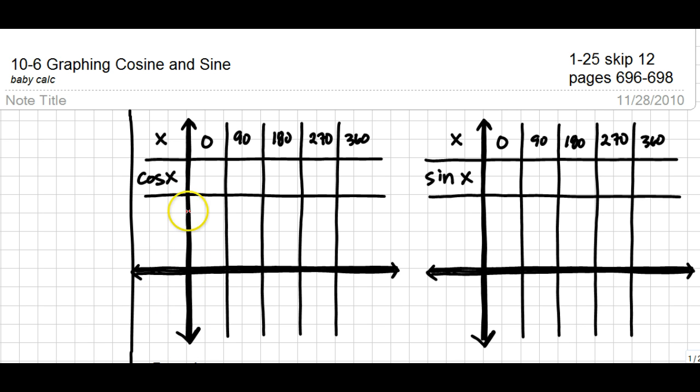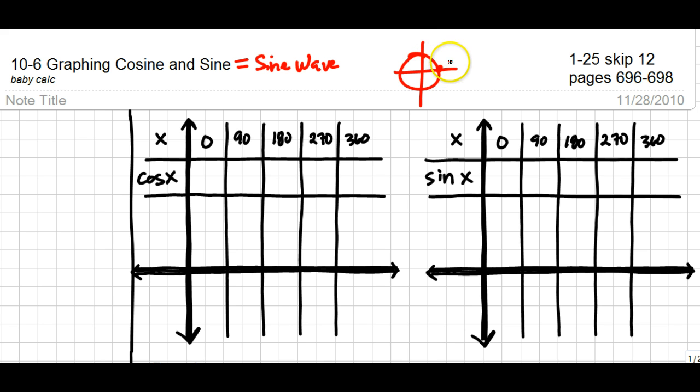So here's your y-axis and here's your x-axis. We're going to take the unit circle and we're going to graph two graphs that are called sine waves. And we'll talk a little bit more about that later in the video. So the shape of both the cosine and the sine graph are referred to as sine wave shaped graphs. We're going to do a little quick review of the unit circle.